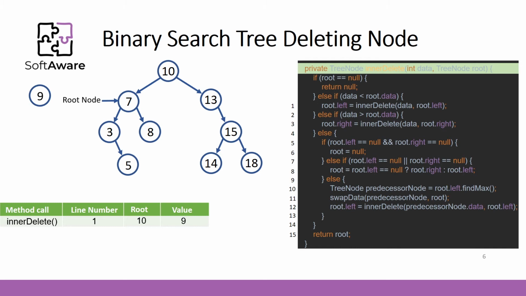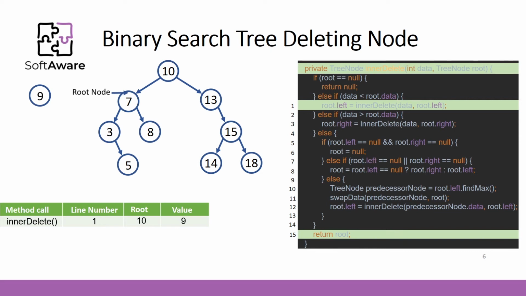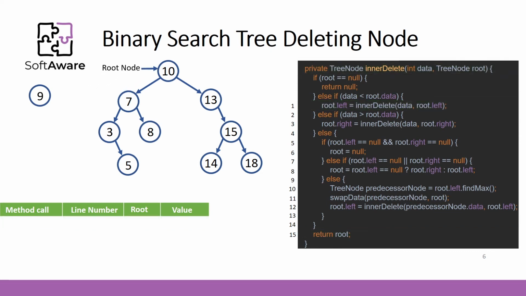Last method call in our call stack, root is 10. We executed line number 1, so we skip the rest of the conditions and return our root of 10. So now we have practically seen how a node is deleted in the first case.